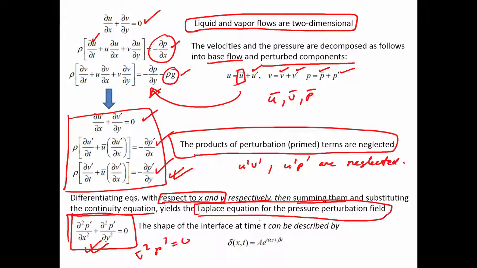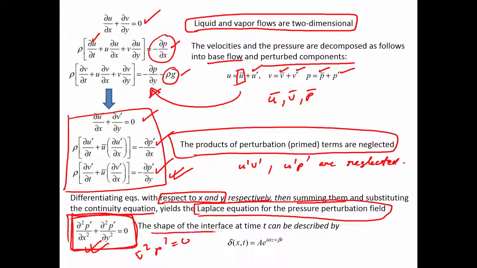So that is what we have done over here. Basically, we have taken the derivative with respect to x and y, then we have substituted the continuity, summed them, and we get the Laplace pressure field. This is the perturbed pressure field that you get.